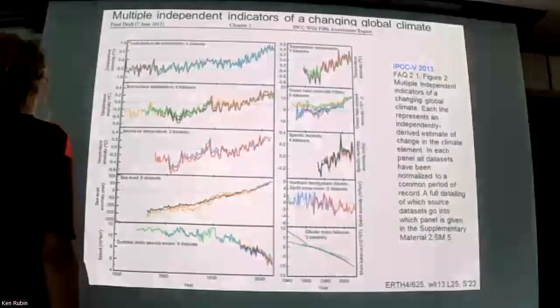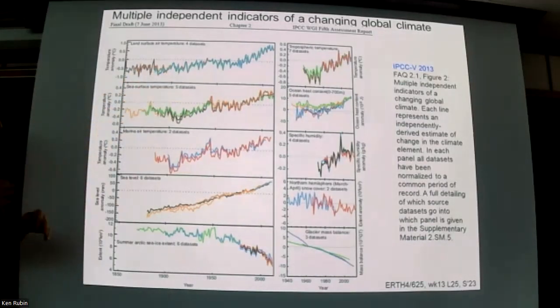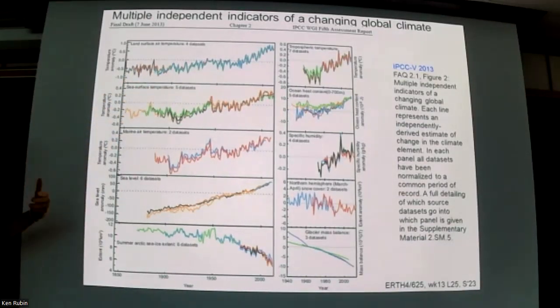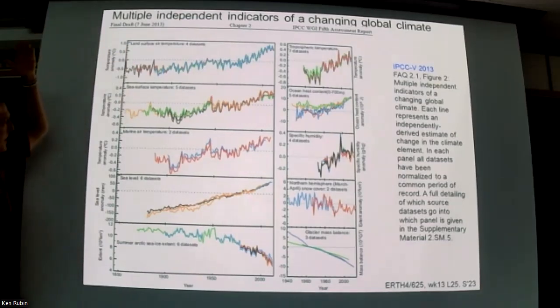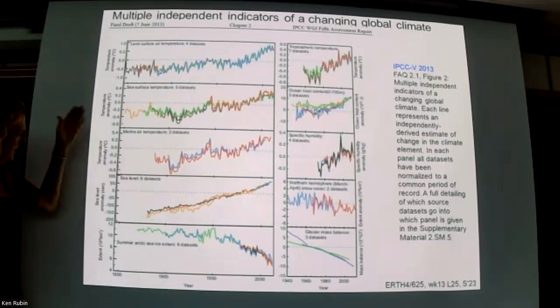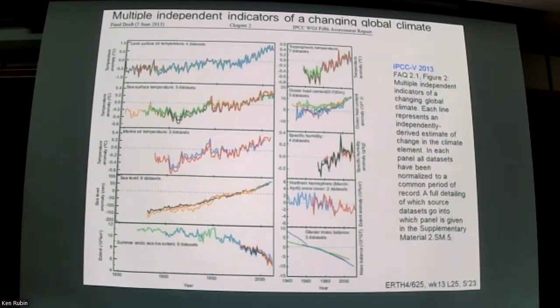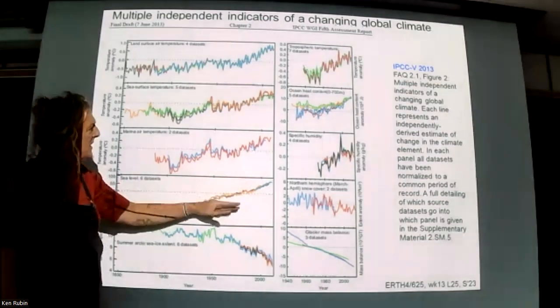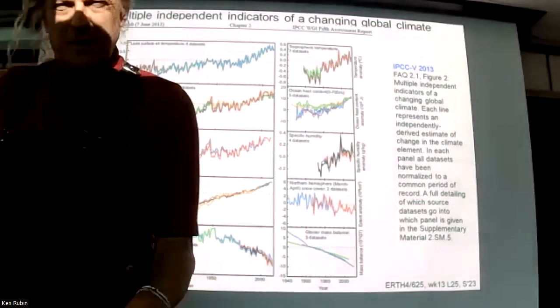This is a bunch more proxy records. The various color curves are different records superimposed on each other. So this is the land surface air temperature, sea surface temperature, marine air temperature, sea level, summer Arctic sea ice extent. All of them show increases in temperature and decreases in ice that show that greenhouse warming is definitely happening.